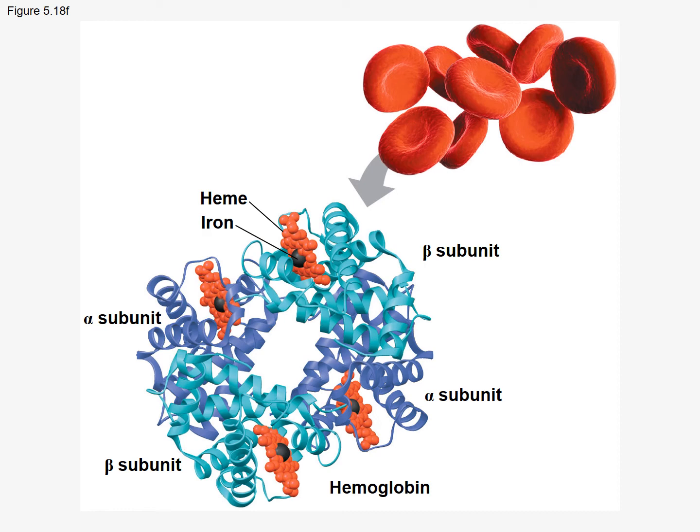Hemoglobin is going to be found in your red blood cells, so it's going to be found in your blood. And again, your blood reaches all your extremities, and that's how you get oxygen in your entire body.